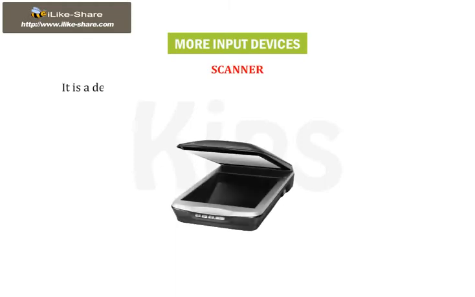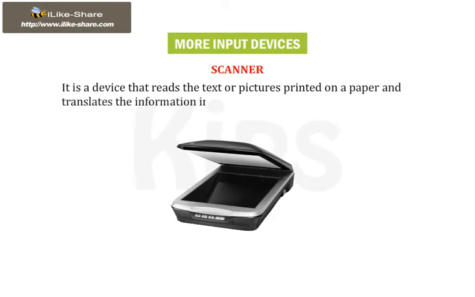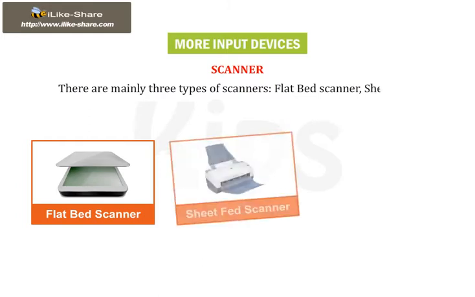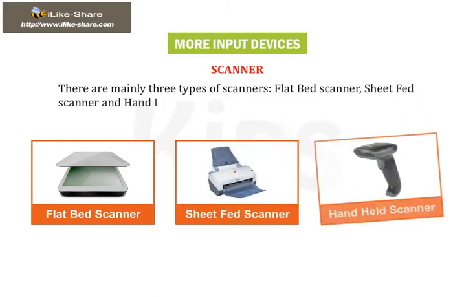Scanner. It is a device that reads the text or pictures printed on a paper and translates the information into a form that computer understands. There are mainly three types of scanners: flat bed scanner, sheet fed scanner, and handheld scanner.